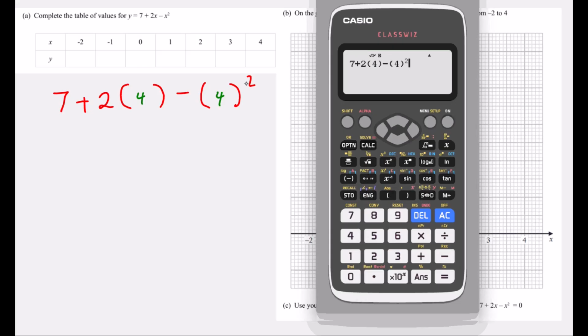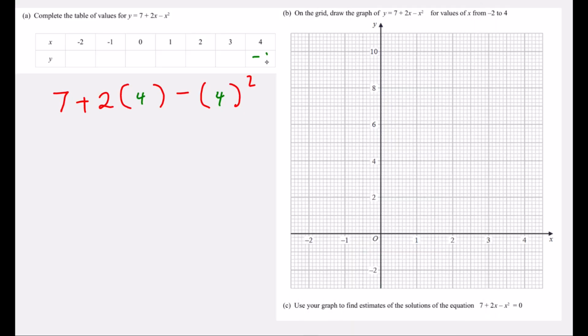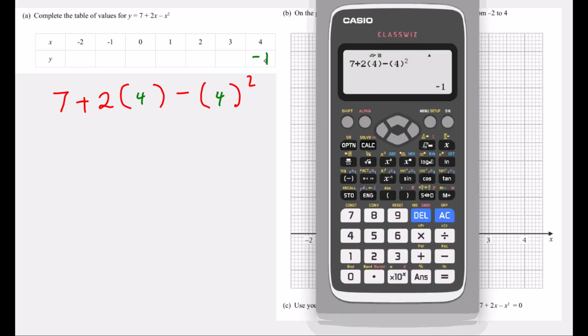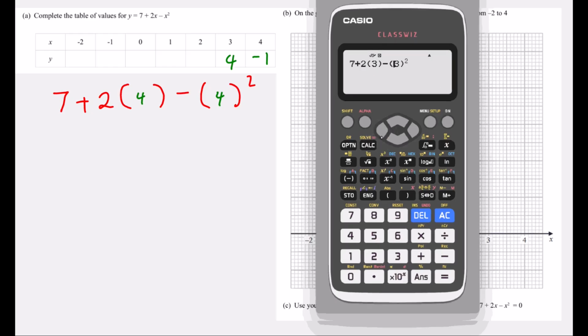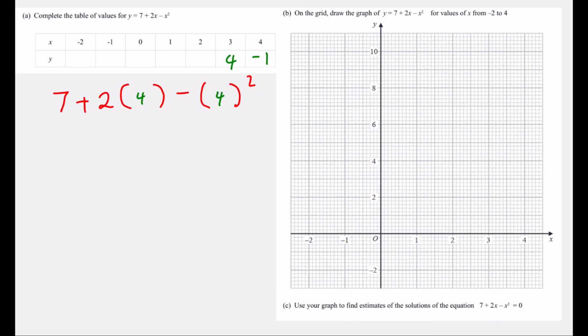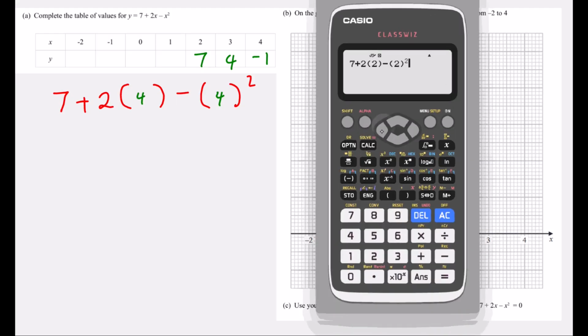And it's important to use these brackets because when we get to the negative numbers, the calculator will start making mistakes if we don't have it inside the brackets. 7 plus 2 4s minus 4 squared, and that's negative 1. So when x is 4, y is negative 1. I then just click in and change the 4s to 3s. So when x is 3, y is 4. I then again change them to 2s. When x is 2, y is 7, and 1.